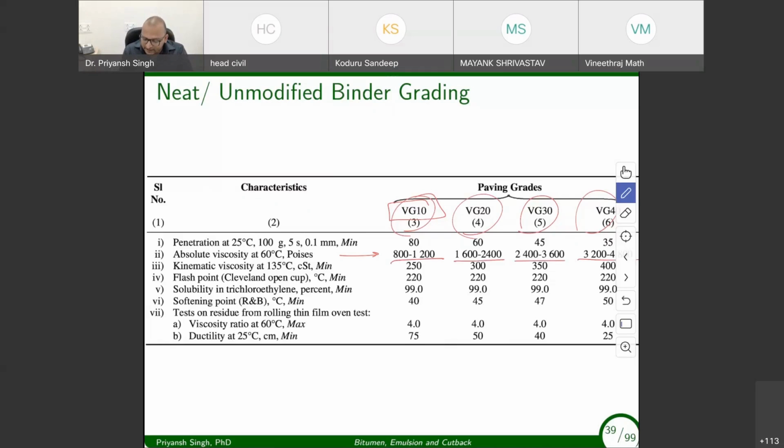Apart from this viscosity, a binder needs to satisfy other different tests in order to be graded, whether it's VG10, 20 or 30. So if you want to have a VG20 binder, that binder needs to satisfy this viscosity, of course, and other than this viscosity, it needs to satisfy the penetration, the kinematic viscosity criteria, the flash point, solubility, softening point, and certain tests which are done on the short-term aged sample, which are the viscosity ratio and ductility.